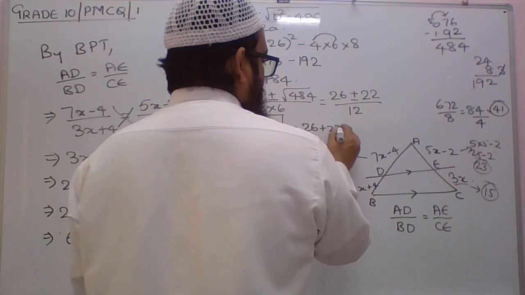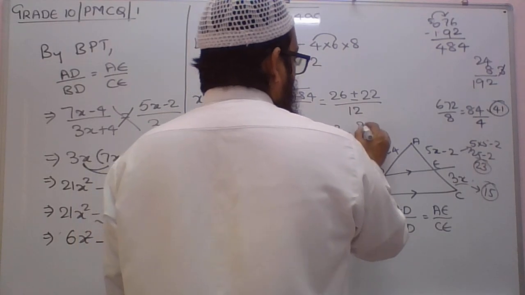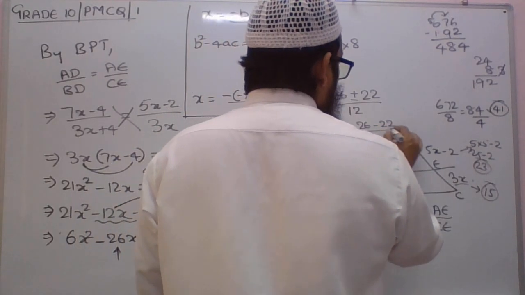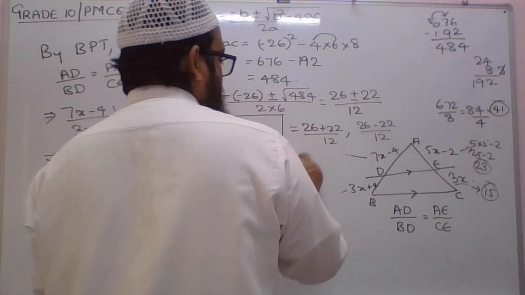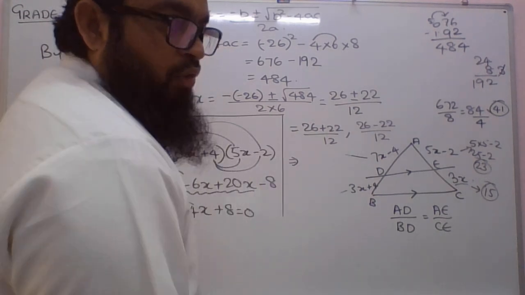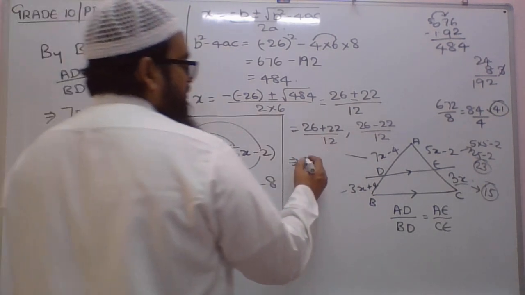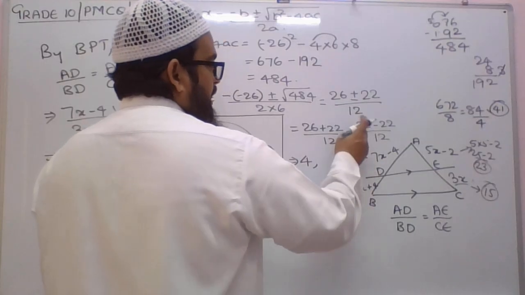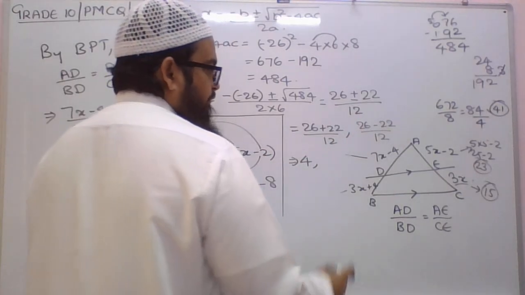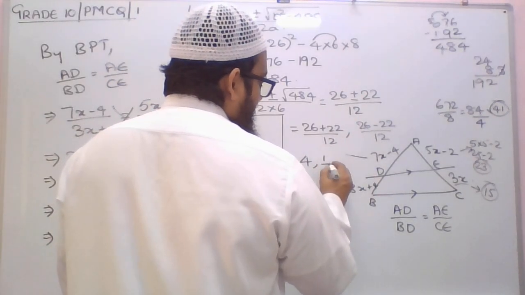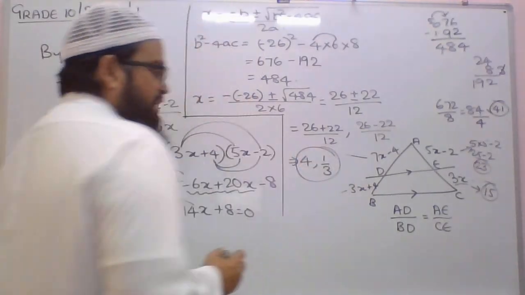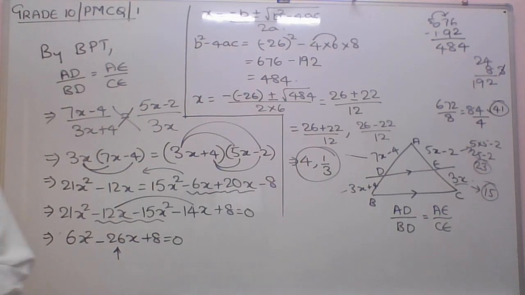26 plus 22 by 12, or 26 minus 22 by 12. So that implies 26 plus 22 is 48, and 48 divided by 12 is 4. And 26 minus 22 is 4, and 4 divided by 12 means 1 by 3. It can be 4 or 1 by 3, but not 5.